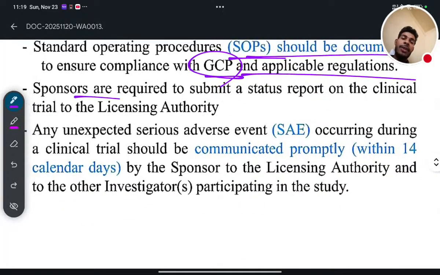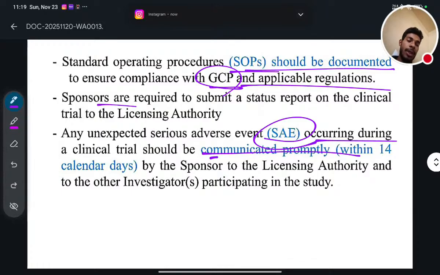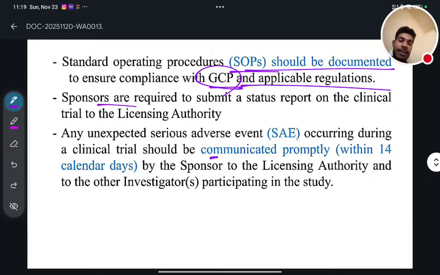So sponsors are required to submit a status report on the clinical trial to the licensing authority. It is normal, come on, they will not ask it like this. Any expected serious adverse events occurring during the clinical trial should be communicated promptly within how many days? This is important. Within 14 calendar days.